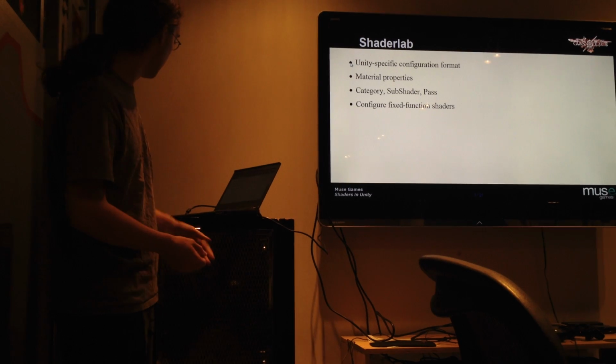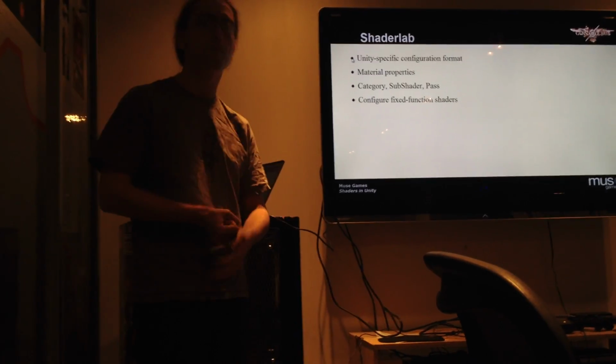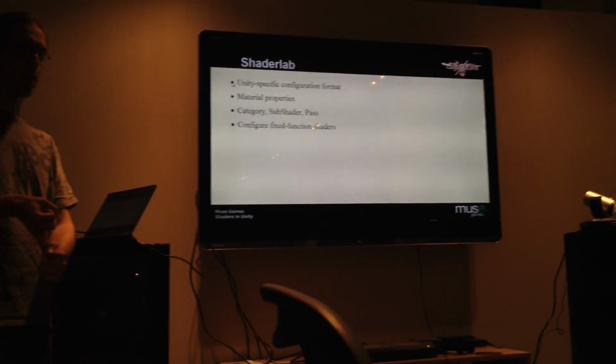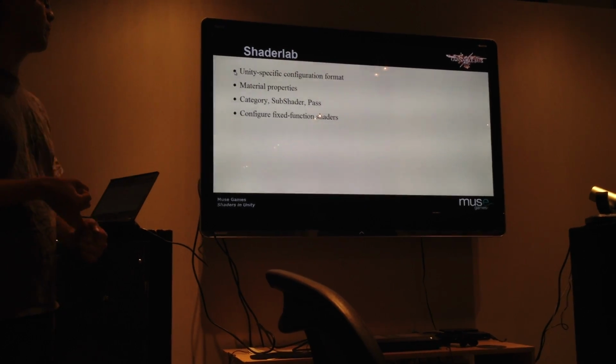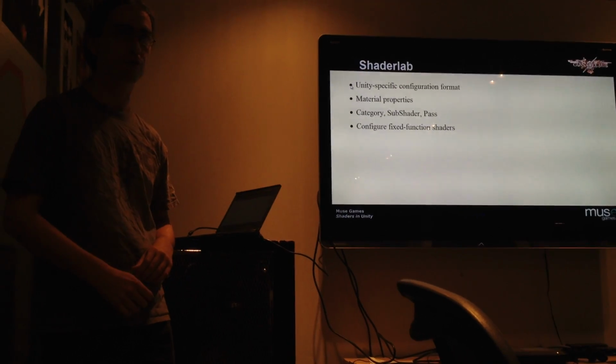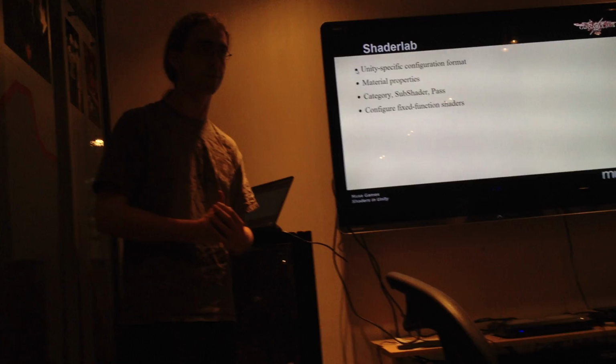So, Shader Lab. It's the Unity-specific configuration format. It determines what properties you can set on a material. It then breaks up into categories, subshaders, and passes. A category is just a configuration grouping of a bunch of subshaders. A subshader is one version of this shader for a particular hardware configuration.